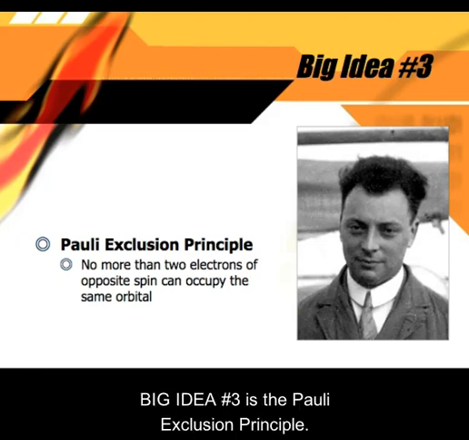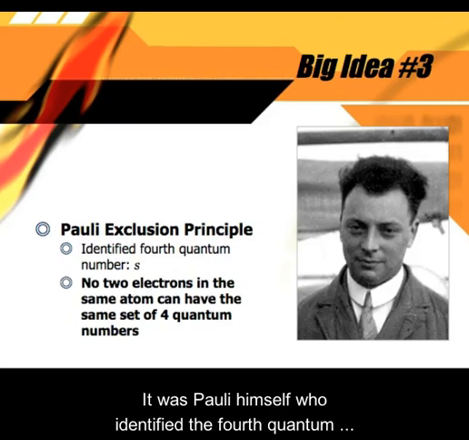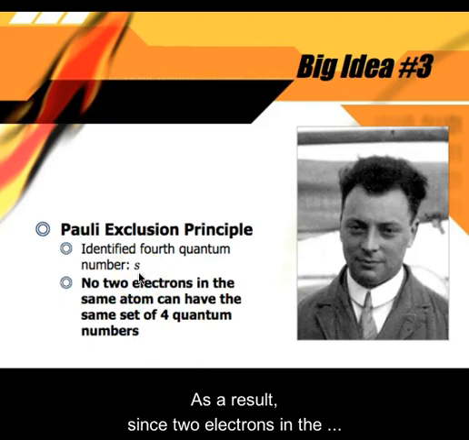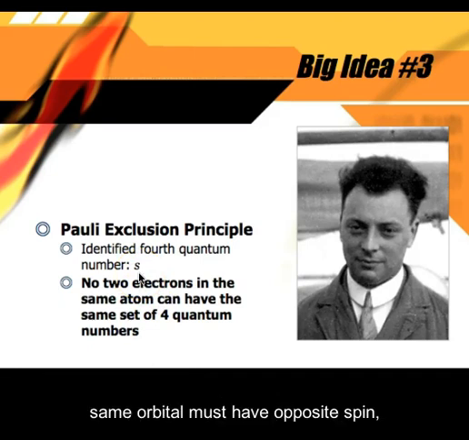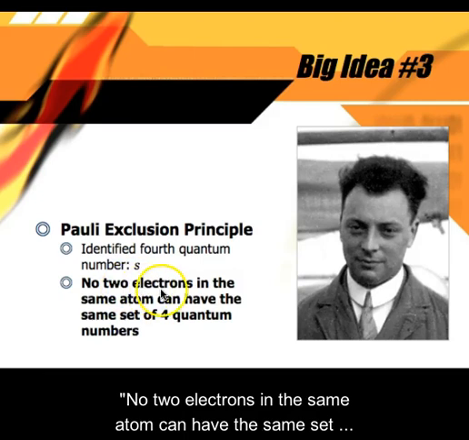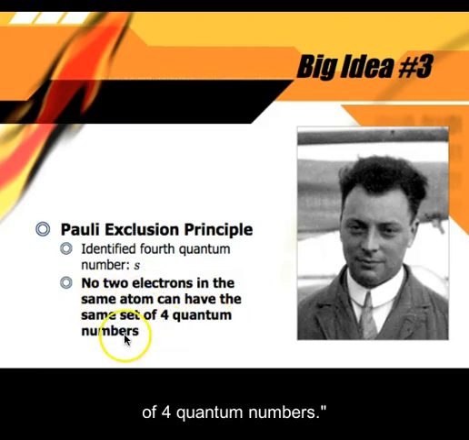Big idea number 3 is the Pauli exclusion principle. It was Pauli himself who identified the fourth quantum number, spin. As a result, since 2 electrons in the same orbital must have opposite spin, the Pauli exclusion principle can be rephrased as follows. No 2 electrons in the same atom can have the same set of 4 quantum numbers.